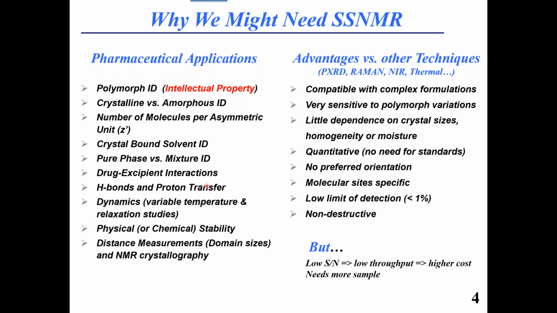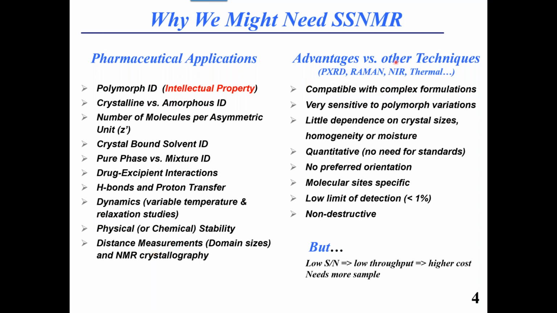Hydrogen bonds and proton transfer is actually the feature story of these presentations, so we see quite a bit about that. Maybe stop here for a second. Distance measurements, domain sizes, and NMR crystallography. Again, Luca Russo last week showed several examples of how to use carbon and nitrogen chemical shifts and connect them with CASTEP, quantum mechanical calculation, and of course X-ray, to do CSP, crystal structure prediction, to derive structures.